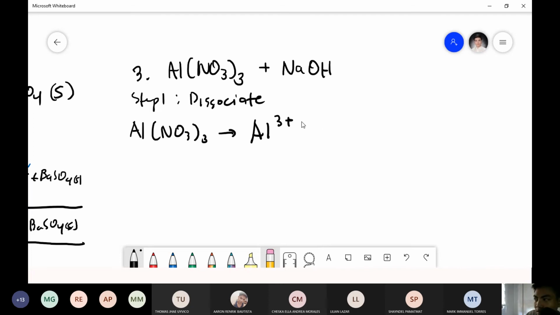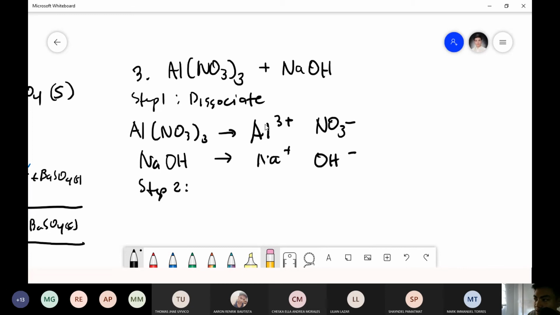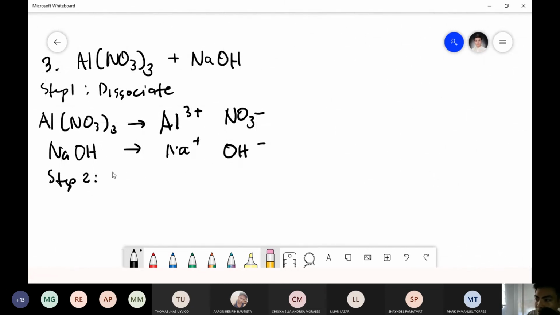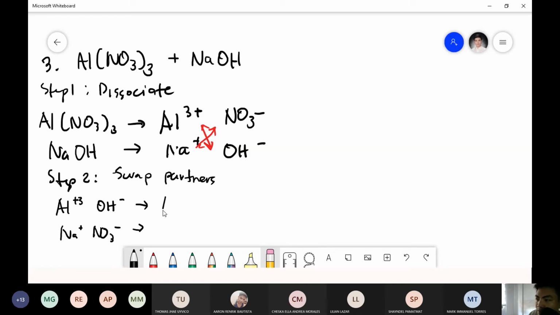So, the ions we get here are aluminum ion and nitrate ions. Sodium hydroxide. Ano yung ions mo dyan? Na plus and OH minus. Step 2. Ano gagawin mo sa step 2 again? You swap partners. Okay, swap partners. So this will be paired with that. This will be paired with that. Okay. So aluminum hydroxide, sodium nitrate. You combine them. So what's the formula? This will be AlOH3, and sodium nitrate will be NaNO3. Okay, so now we have the products.